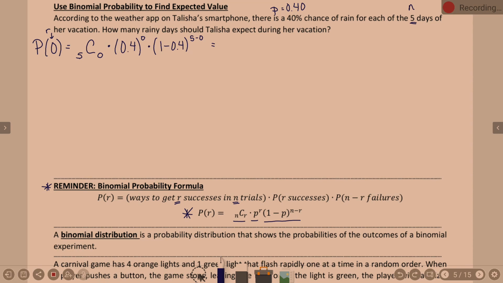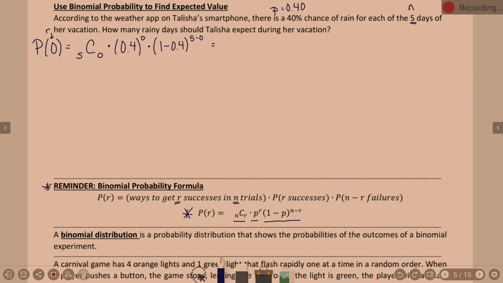Because what I was going to try and do is say times 0.4 to the 0. Now, what is anything raised to the 0 power? 1. Okay, so in my brain, I can skip that. What is 1 minus 0.4? That's going to be 0.6, right? Raised to the 5th. So what I'm going to try and do, I may have messed this up, 0.6 raised to the 5th. And it agrees with my answer key.